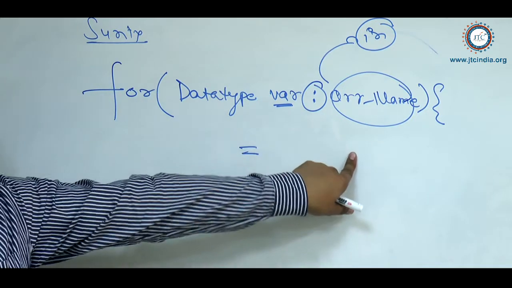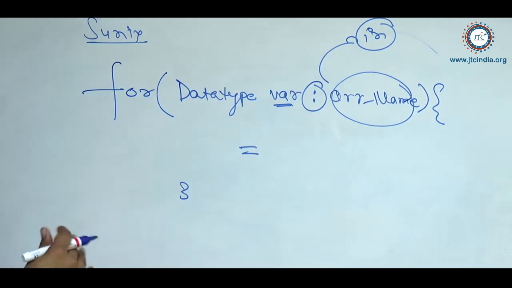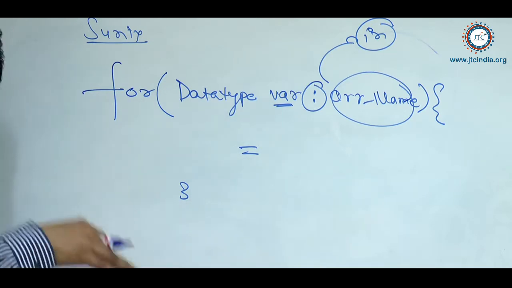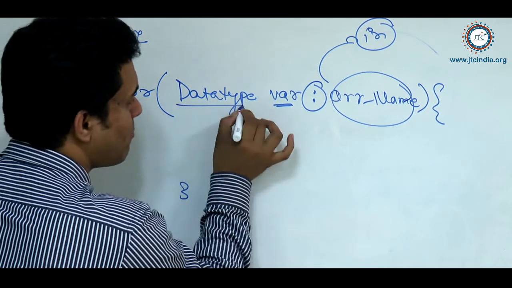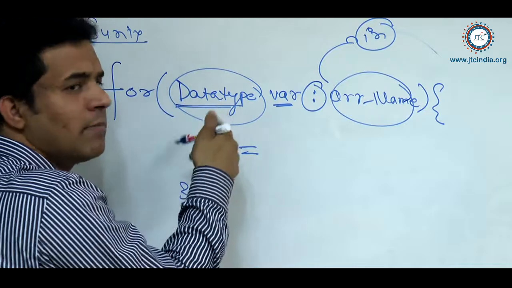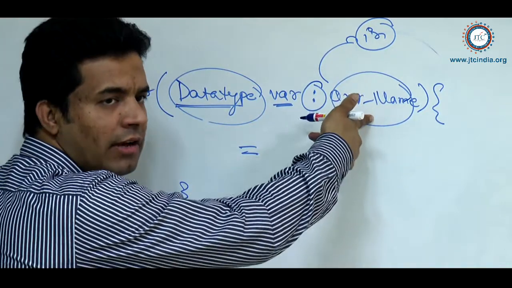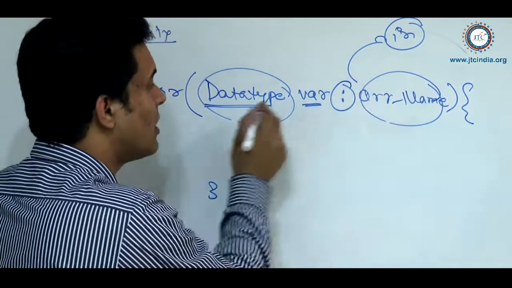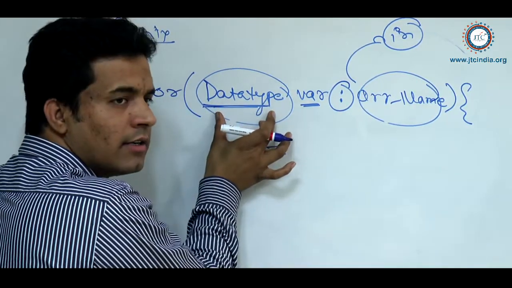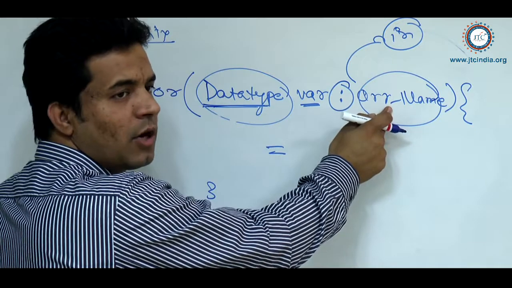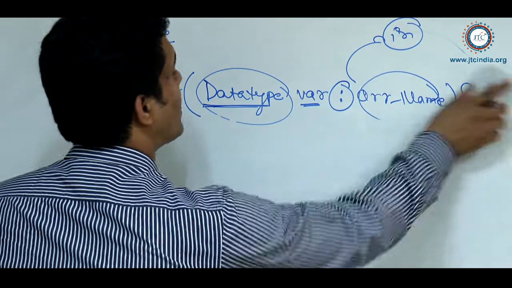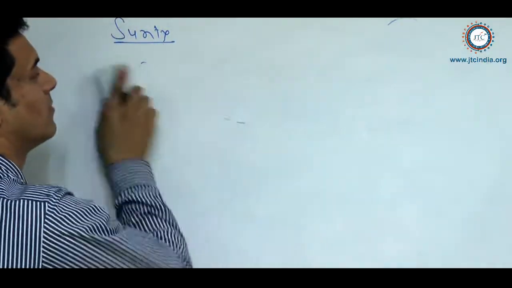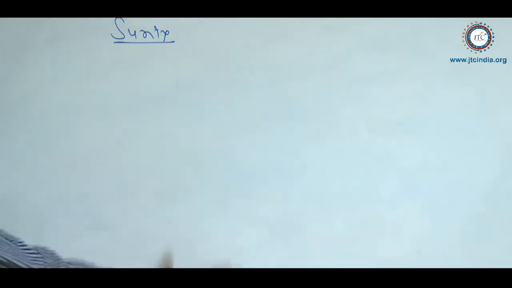The internal functionality of the enhanced for loop is based on the traditional for loop itself. The data type we use here must be the same type as the array we have, or the type of collection elements we have. So the data type we write here must be the same as the corresponding array type. Now I am going to write some examples on this.